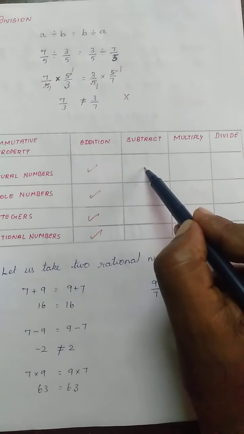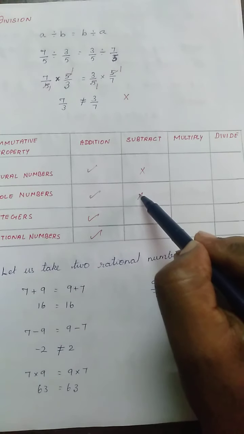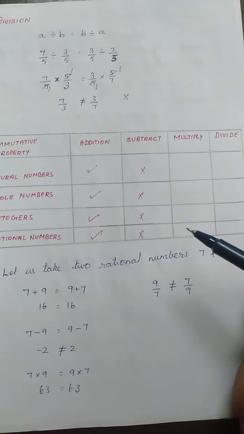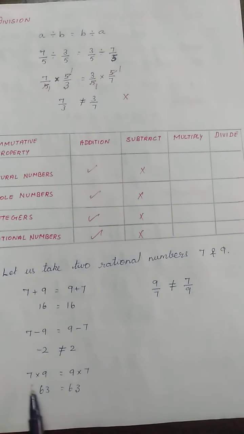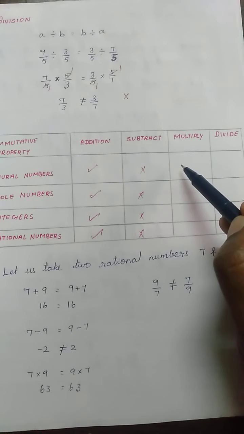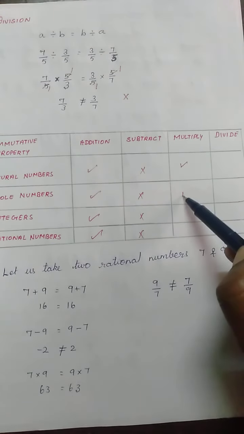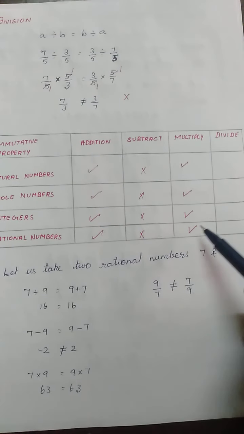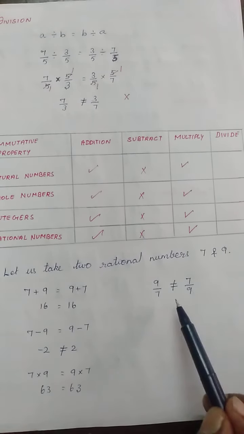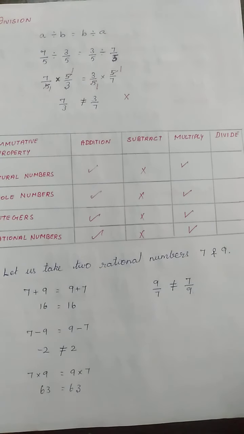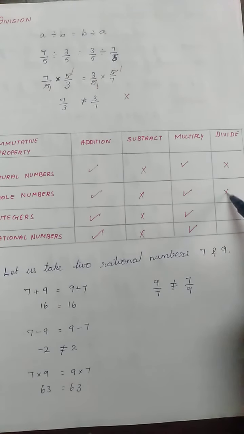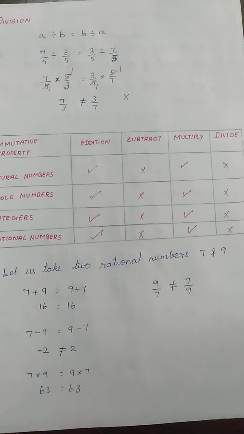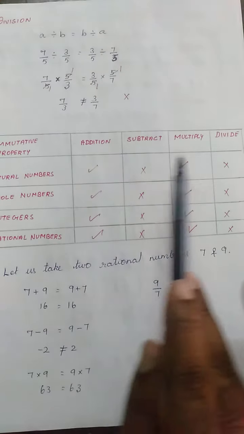So subtraction under commutative property is not true for any of these numbers. Next, 7 9s are 63, 9 7s are 63. Both are the same. So multiplication under commutative property is true for all the numbers. For division, 9 by 7 is not equal to 7 by 9. So it will not be true for division under commutative property. Commutative property will not be true for division and subtraction for any of these numbers, whereas it is true for addition and multiplication.